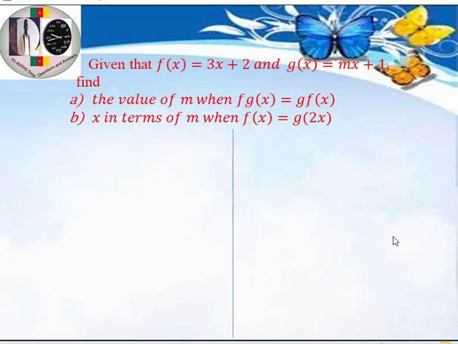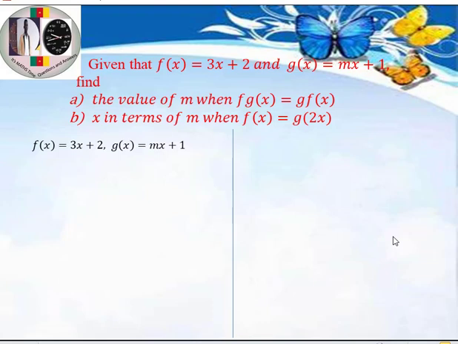So that's the question on your screen, and the A part says that we should find the value of m when f g of x is equal to g f of x. So we are going to first look for the function f g of x, then we equate it to the function g f of x, and then we find the value of m. But what is f of x and g of x? f of x is 3x plus 2 while g of x is mx plus 1.